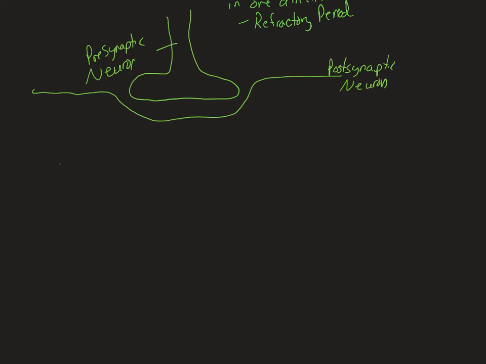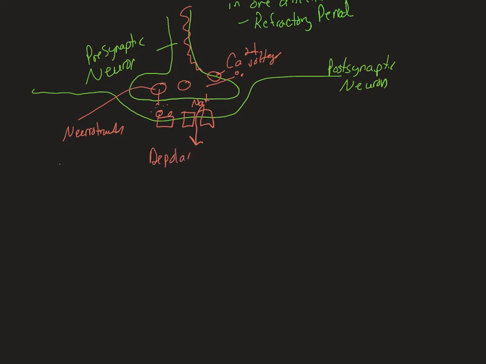If I change the color here, you've got an action potential that comes down here. It's going to come to a calcium voltage gate, and then calcium enters here. And then I have vesicles with a neurotransmitter in them. The neurotransmitter is going to come out here and float to the gate. Then the gate is going to open and sodium is going to enter into this area where it can depolarize locally.